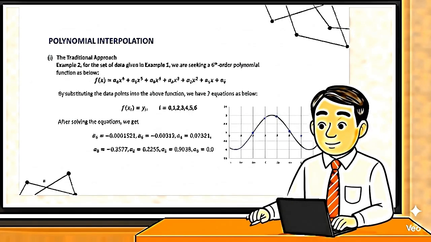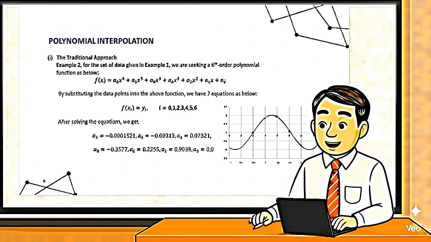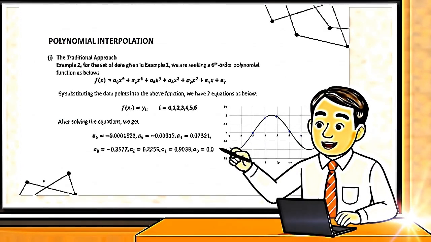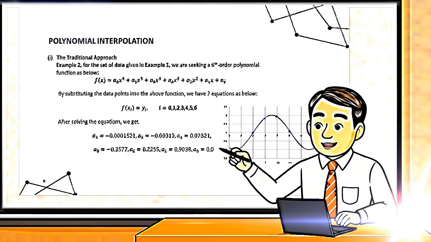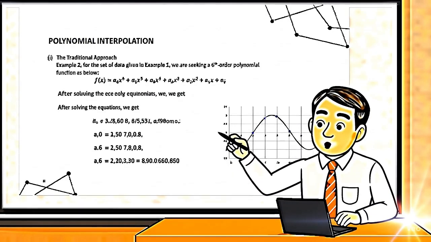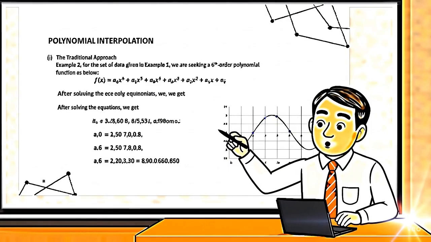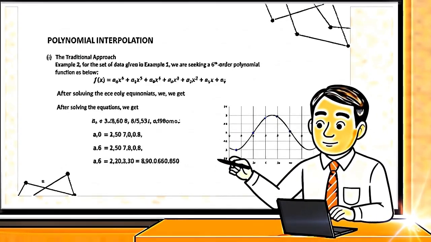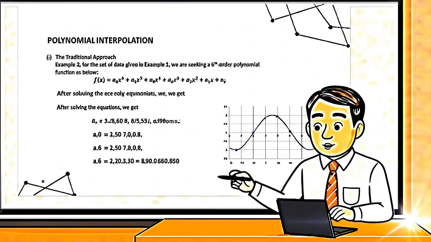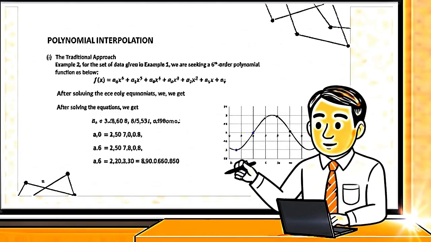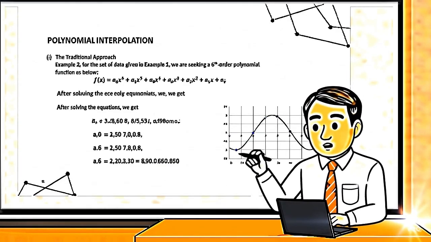After solving that system, which can be quite a bit of work by hand but is straightforward for a computer, we get the specific values for the coefficients from a_6 down to a_0. The graph you see on the right shows the result, a single, smooth curve that perfectly intersects every one of our data points. It's a great solution, but as the number of points grows, solving that system of equations can become very computationally intensive and potentially unstable.